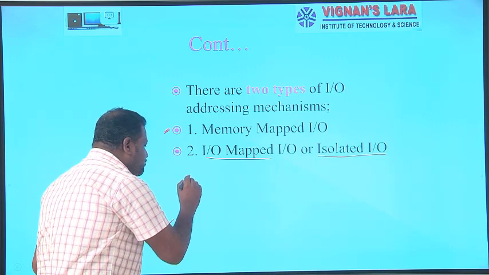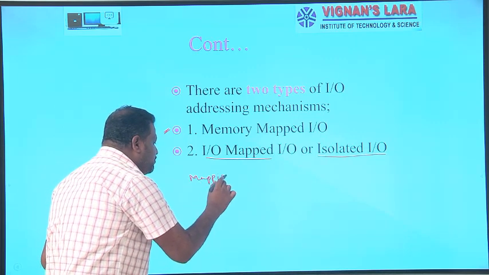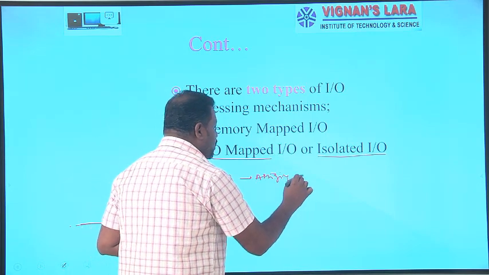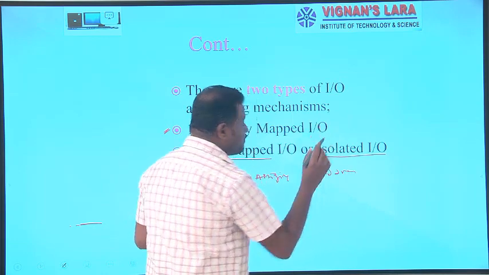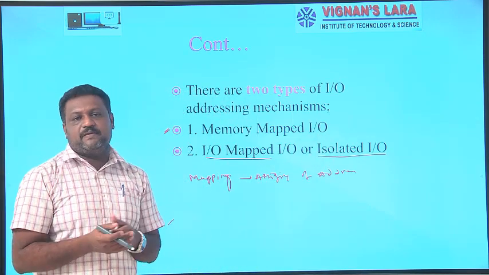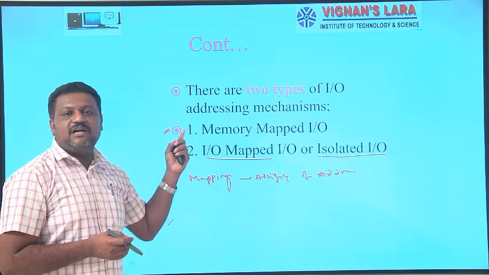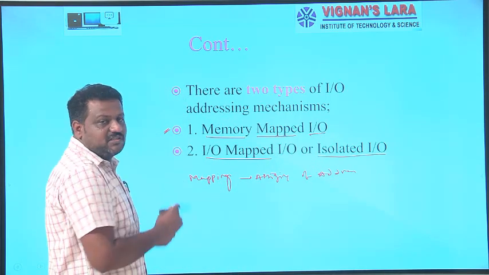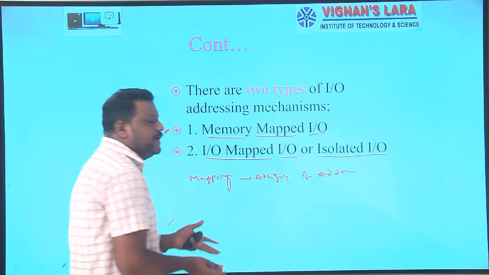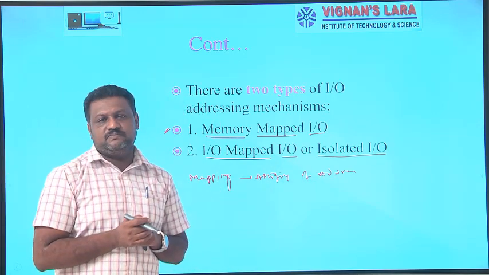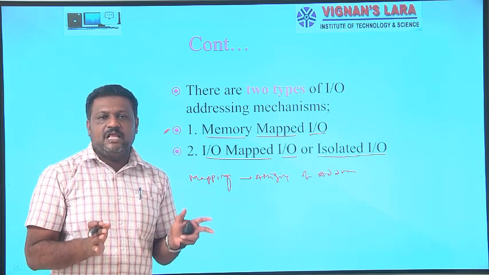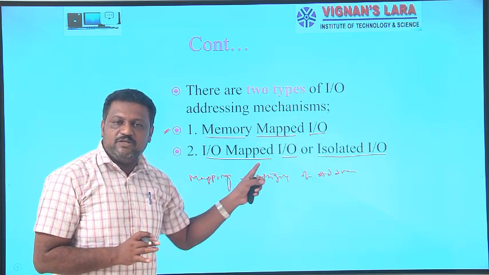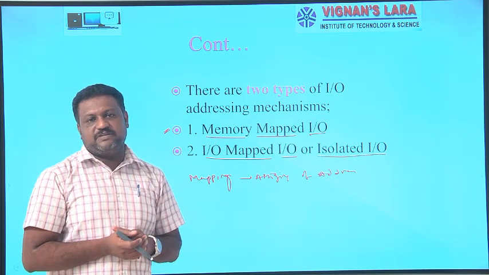Here you remember, friends, map. Simply, mapping means assigning of addresses. Assigning of addresses is called mapping. So the first I/O addressing mechanism is memory mapped I/O, and the second I/O addressing mechanism is I/O mapped I/O, also called isolated I/O. In every system, our CPU may use either the memory mapped I/O mechanism or the I/O mapped I/O, or isolated I/O, mechanism to address I/O devices.